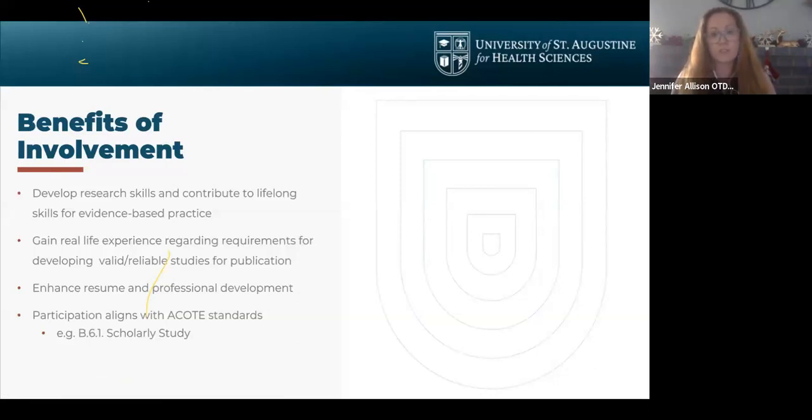It also is great for your resume. To say that you are a peer reviewer is always a good thing, a little bit of oomph on your resume. This is something that you can put on there, and it's also a professional development opportunity. It does align with the ACOT standards, so what we're supposed to be learning as students, this aligns very well with that.